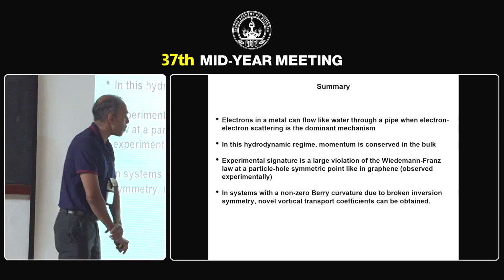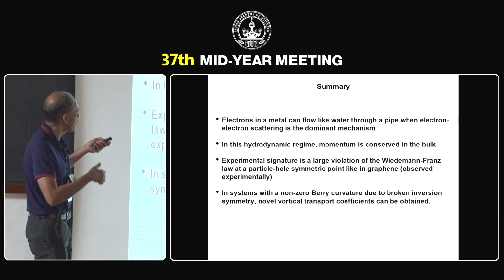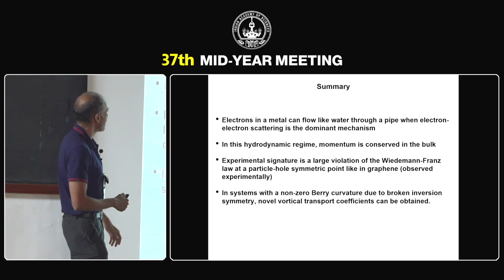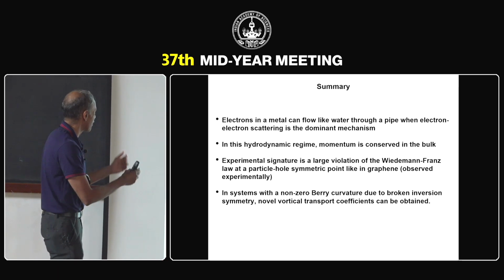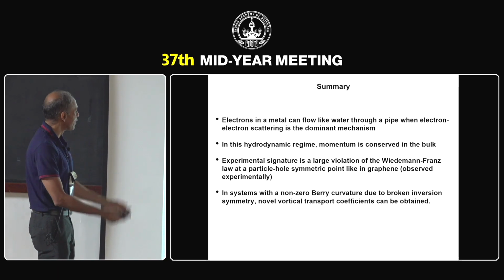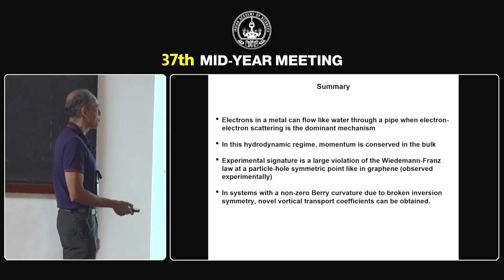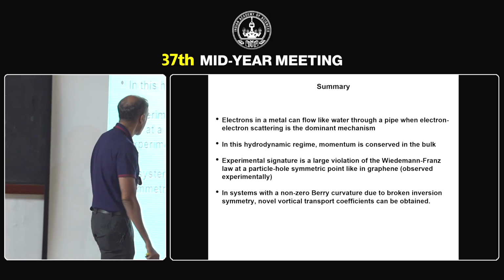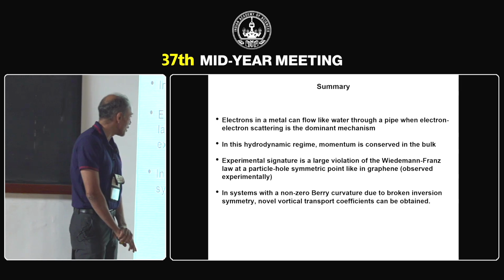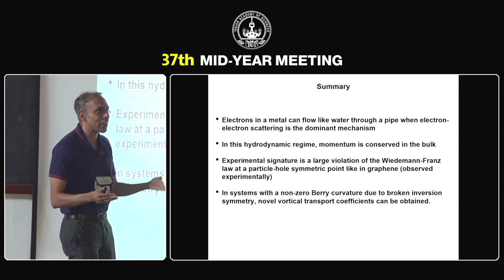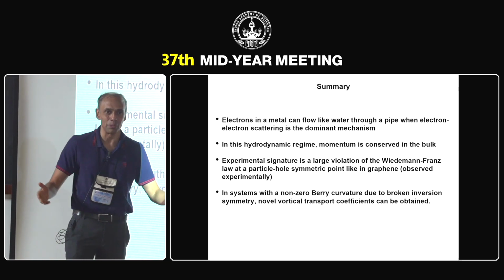Anyway, to summarize, I hope I've been able to convince you that electrons in certain funny kinds of metallic systems can flow like water through a pipe, and that happens when electron-electron scattering is the dominant mechanism and momentum is conserved in the bulk. There is an experimental signature, one among many, which is this large violation of the Wiedemann-Franz law. And in systems with a non-zero Berry curvature, you can get these novel transport coefficients to be non-zero, which you don't observe in conventional fluids. So thank you very much.